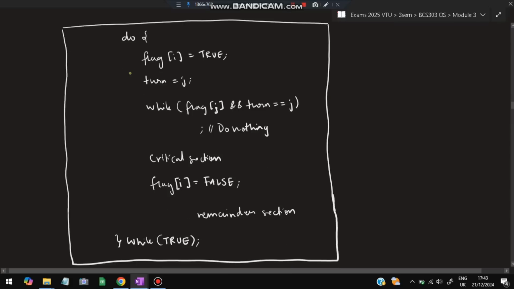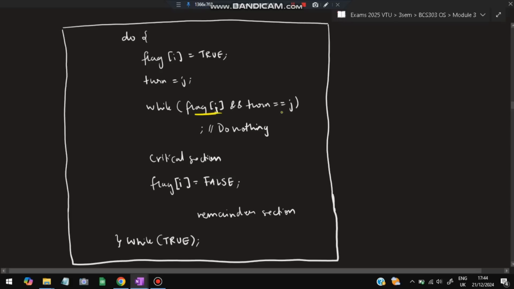Here the code starts. The do-while loop is here also, and first flag[i] becomes true. Flag[i] means process pi will be entering the critical section, and next turn is j. Next, who will enter? j will enter. Now while flag[j] is true and turn is equal to j, which we have set here. If flag[j] is true, it means j is executing, pj is executing.